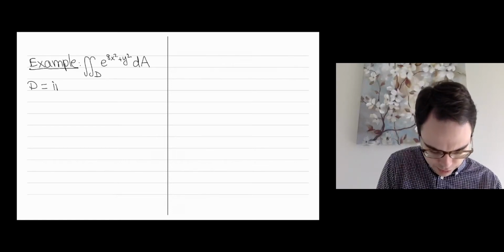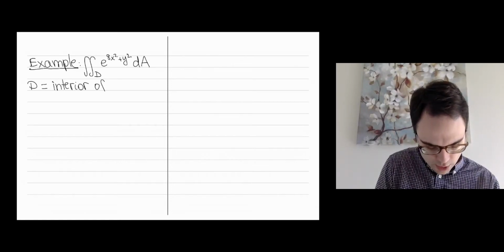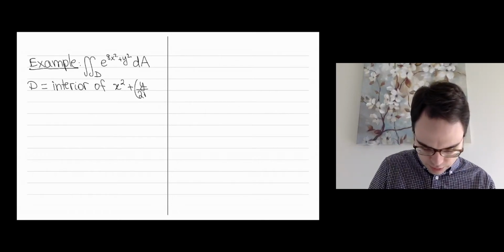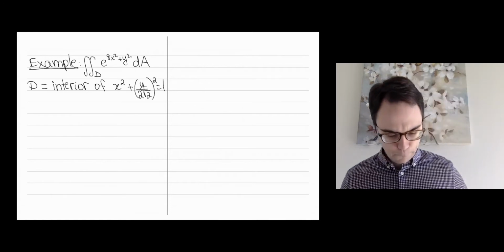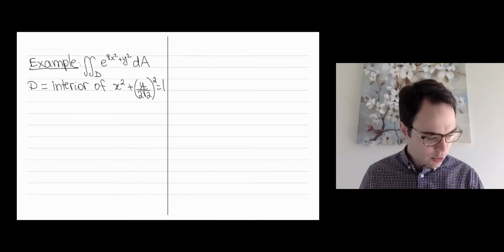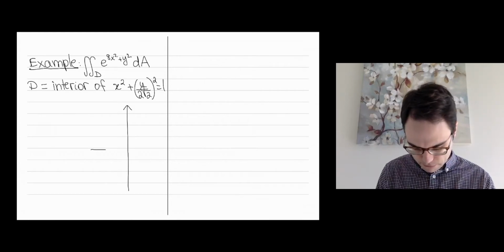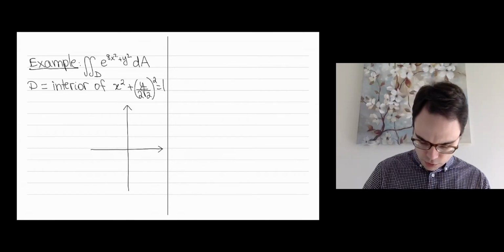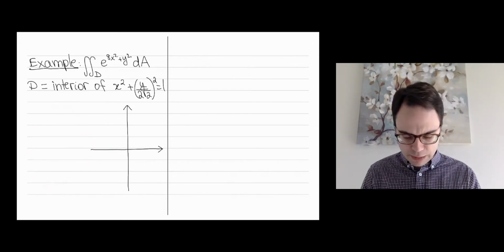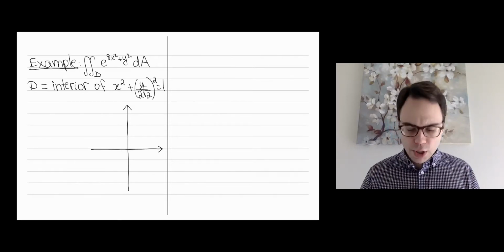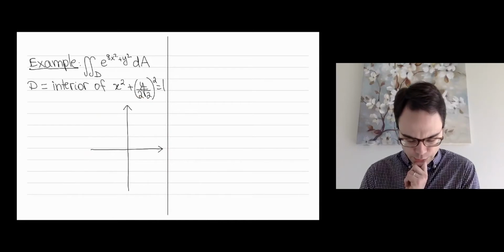So D is the interior of an ellipse, and the ellipse is basically the equation of a circle, but one of the variables is rescaled. So to understand what ellipse we're talking about, let me draw it over here. So I'll draw it on this side, kind of squeeze it here. I'm leaving some room on the left because the problem tells us to do an appropriate change of variables to evaluate this double integral.